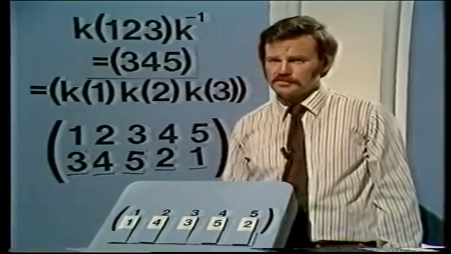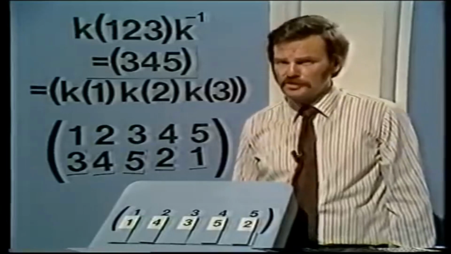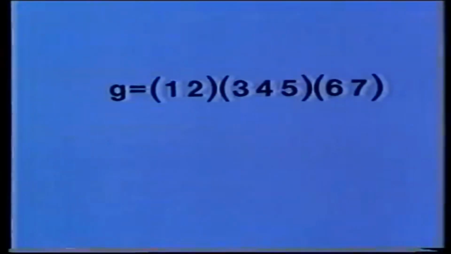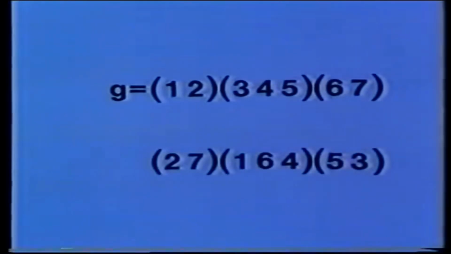Well, we'll do one more example of this, dealing with slightly more complicated permutations. Here's one in S7. It consists of two 2-cycles and a 3-cycle. Now suppose we want to show that it's conjugate to another permutation of the same form. In other words, we want to find a K such that K G K inverse is equal to this permutation. Think of what that means in terms of the labels we've been using to illustrate K and K inverse.